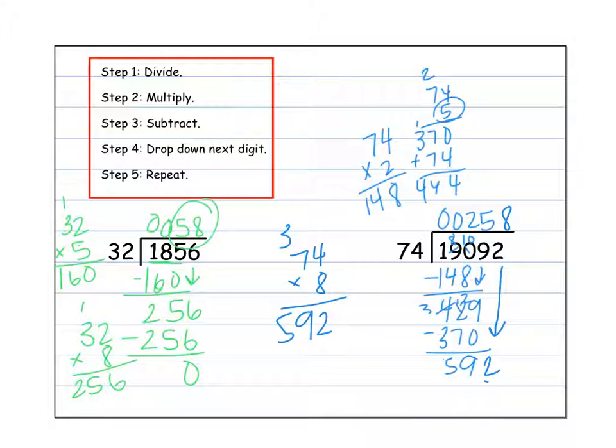Step 2, multiply, 592. Step 3, subtract. Step 4, bring down the next digit. Nothing left over. Our answer is 258.